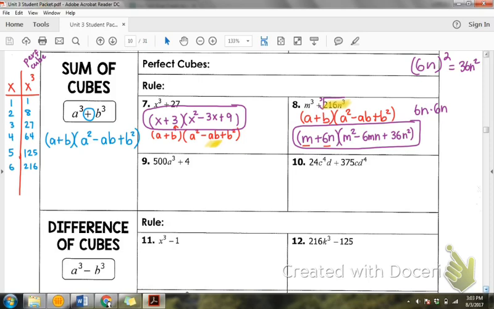Okay, let's do another one, and then we'll see if you get it. Okay, so let's look at number 9. Is 500 on our list? Well, we didn't take our list out far enough, right? But what about 4? Is 4 on our list?